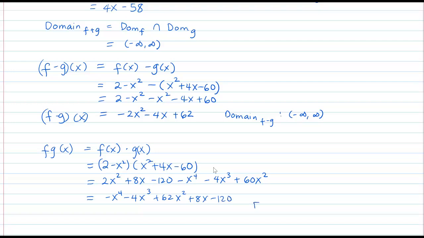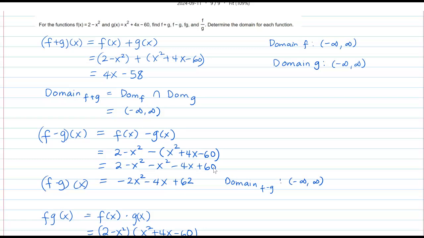And again, the domain here is the same intersection of the domain of f and the domain of g. So that's also the domain of fg of x, the intersection of the domain of f and the domain of g. So this is still negative infinity to positive infinity.